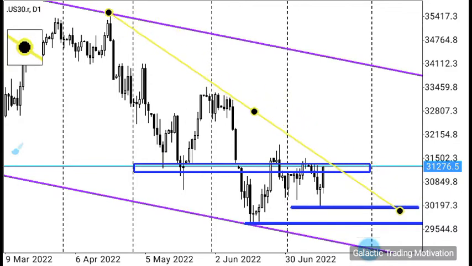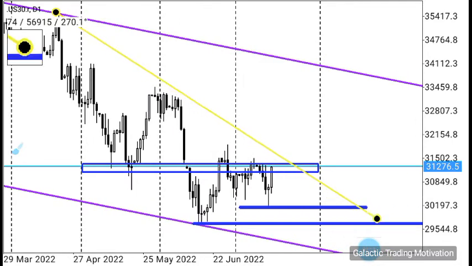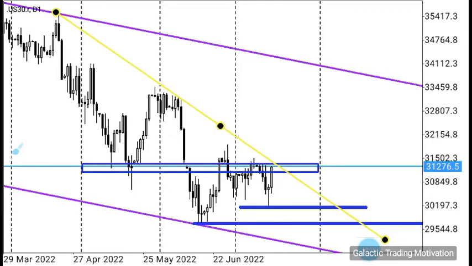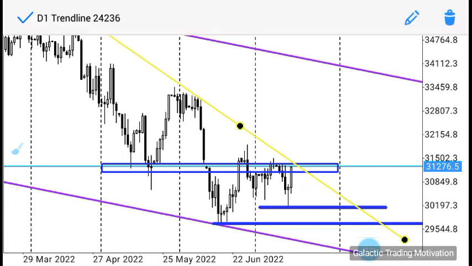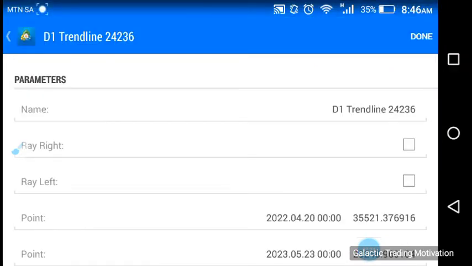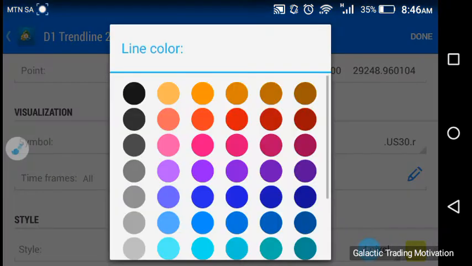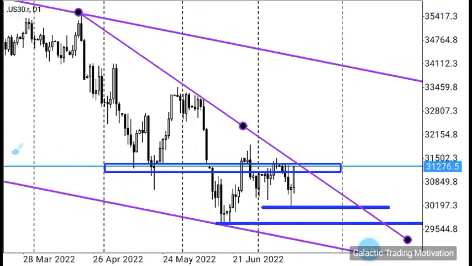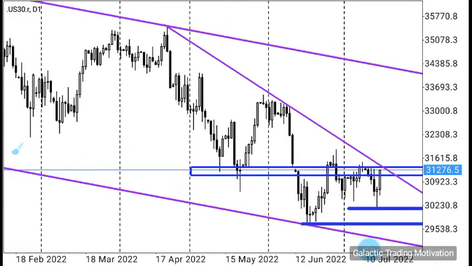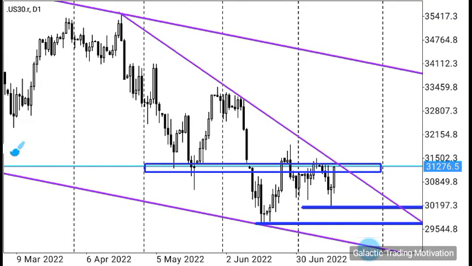Just bear with me, guys. Yes, I can add a trend line there, it seems. Okay, that's fine. I'm just gonna make it a different color. Just make it a purple. There we go.